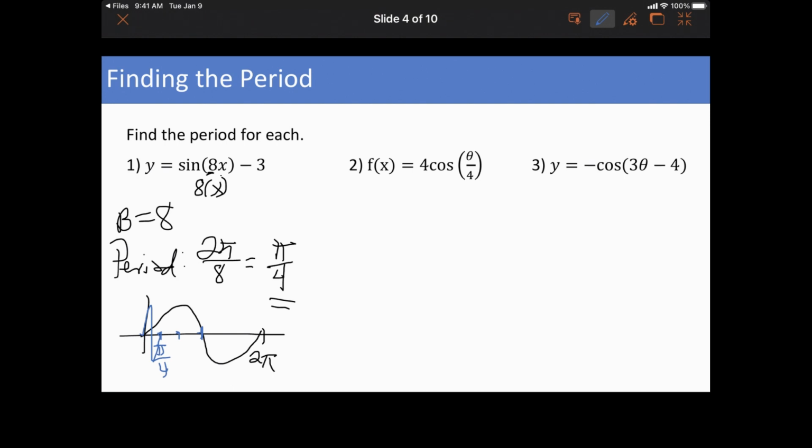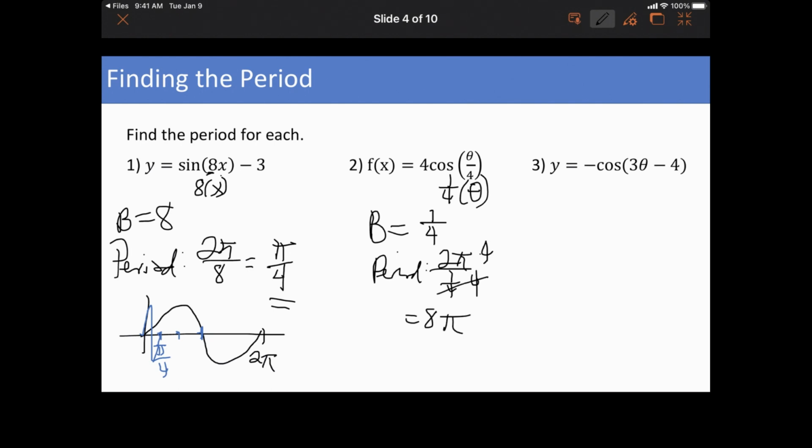All right, so let's look at this one. Okay, so what's B? B, you can see, let's take that out, it's 1/4. So B equals 1/4. So the period is 2 pi over 1/4. Okay, so I'm going to get rid of the denominator and multiply them by 4. That's going to give me 8 pi for a period.